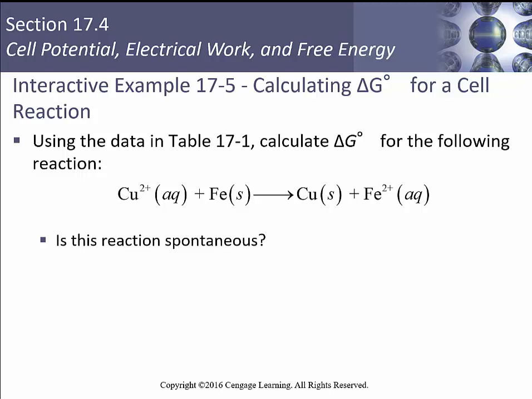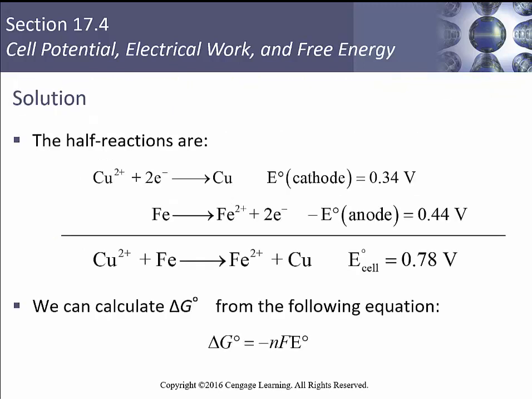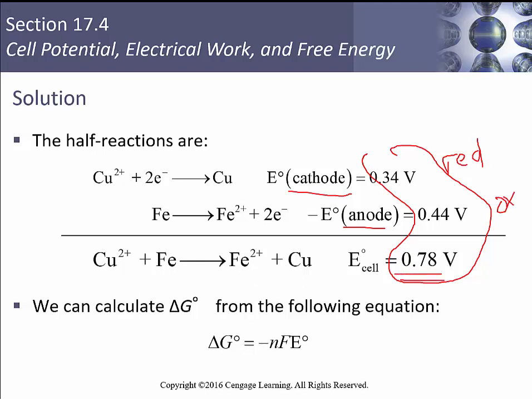Well, what we're going to do is we're going to take our two reactions. We're going to make one a cathode. We're going to flip the other and make it an anode. We're going to add up our voltages together for a reduction and an oxidation to give us our overall cell potential. And we've got 0.78 volts, so delta G has to be negative.